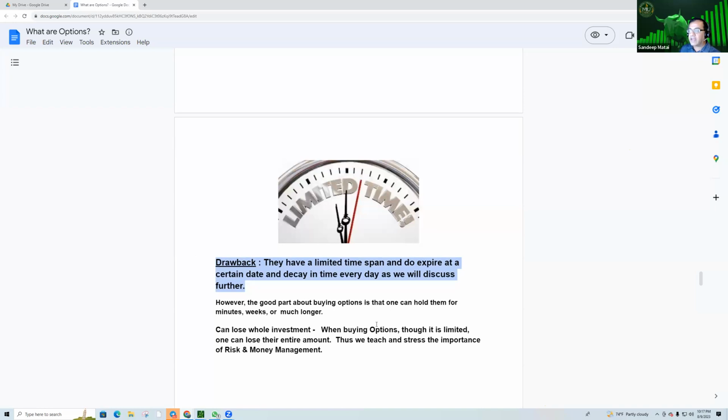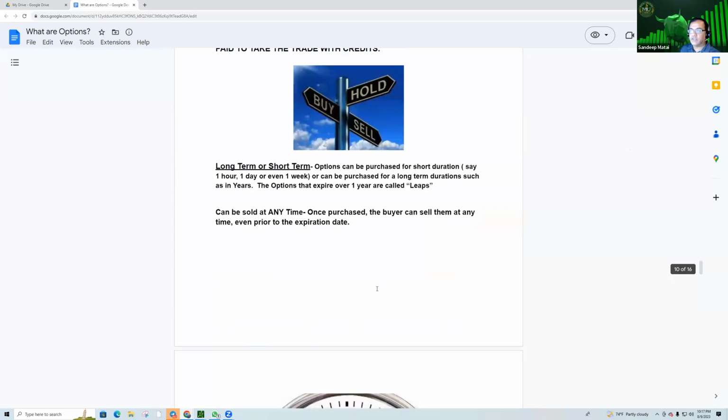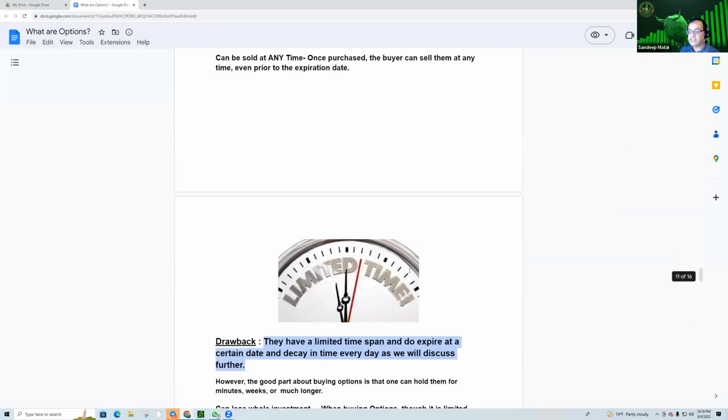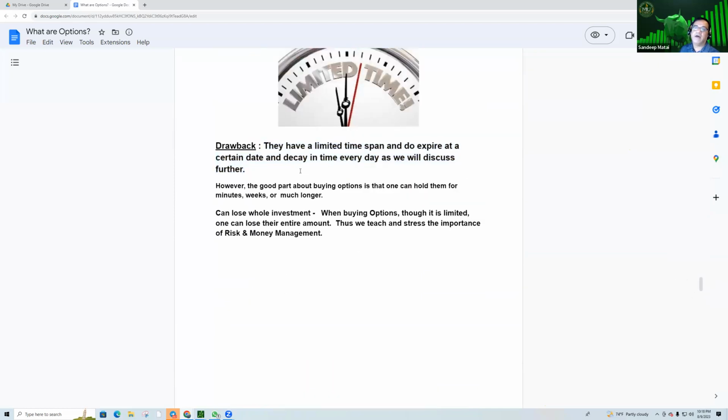So that's the drawback. But of course, the good thing is that we can do it for longer time frames. We can do spreads. We can offset that. And I'm big about offsetting that decay as much as possible too. So that is the drawback of options. I told you the advantages. The disadvantage is that they have a limited time span, unlike a stock, which you can own for a long time. But everything has a give and take.